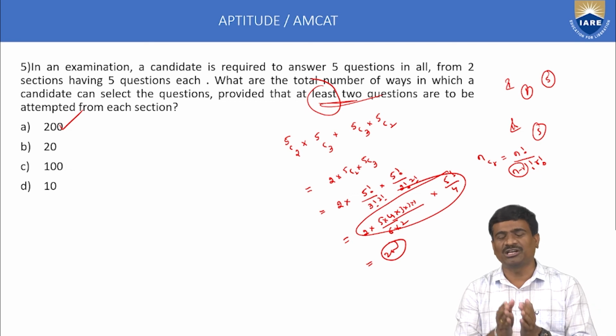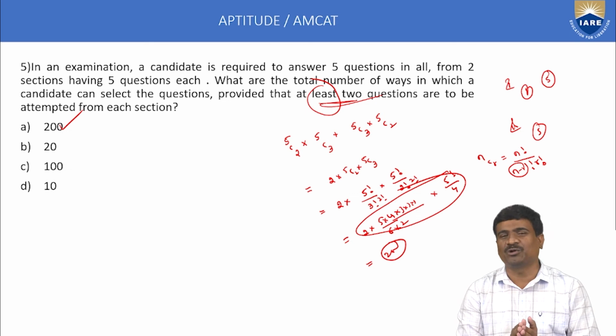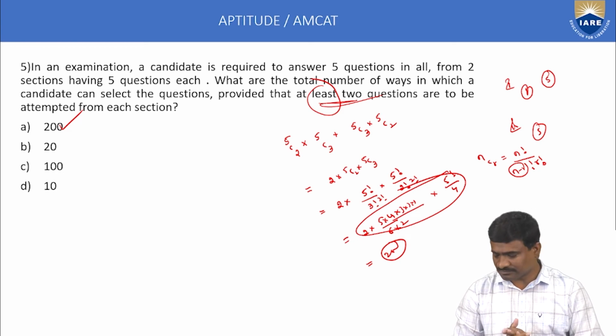This is about permutations, combinations and probability. Probability is also important, N of E by N of S. The previous problem used only the probability condition.